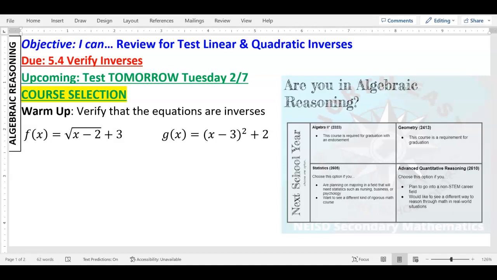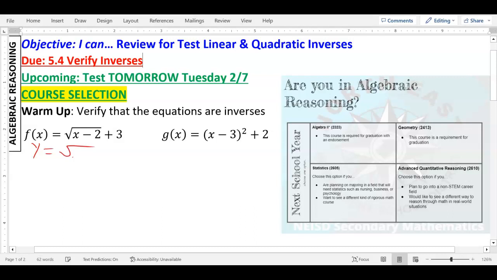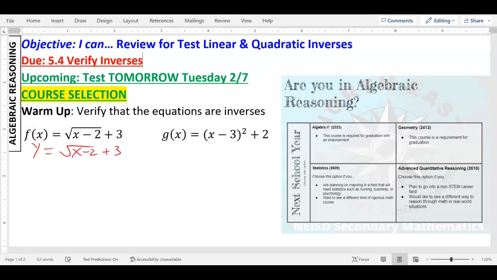So let's verify here. First step, f of x turns into what letter? Y. All right. Step 2, x and y do what? Switch the order. Okay, so x equals square root y minus 2 plus 3. Okay, and then my next steps are to solve for y.